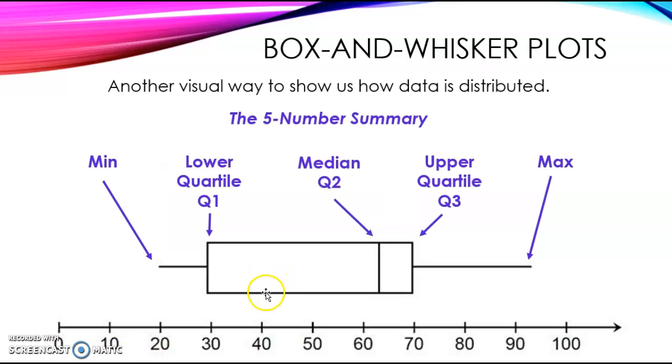And what these 5 points represent, at least in our curriculum, is what they call the 5-number summary. And I'm going to go through how to calculate all 5 of these values from a data set. But I wanted to show you just kind of an overview in this diagram what each of those represents.